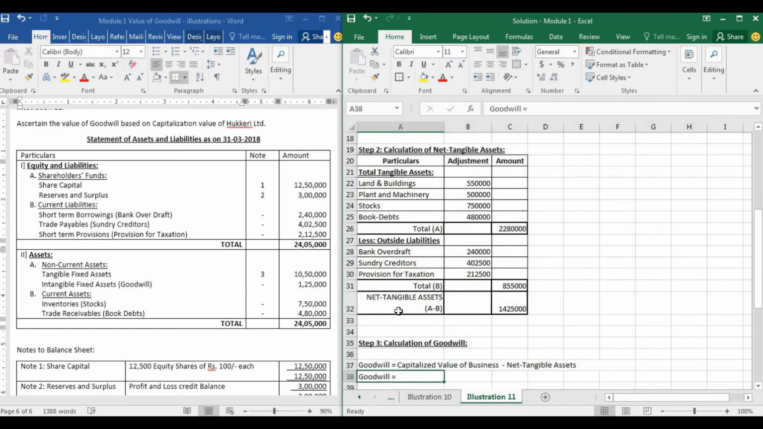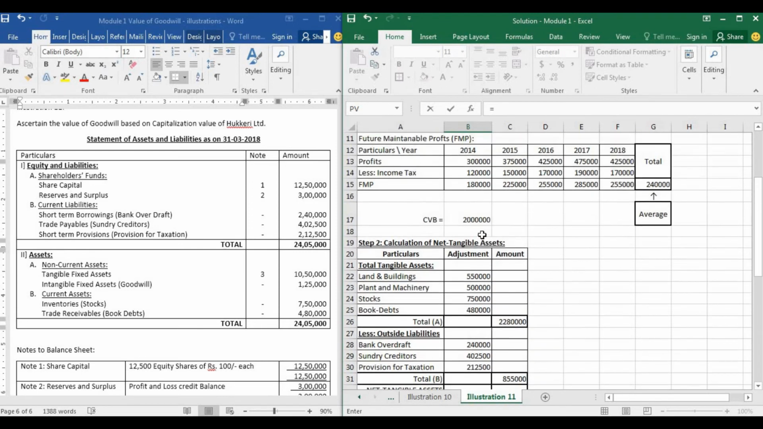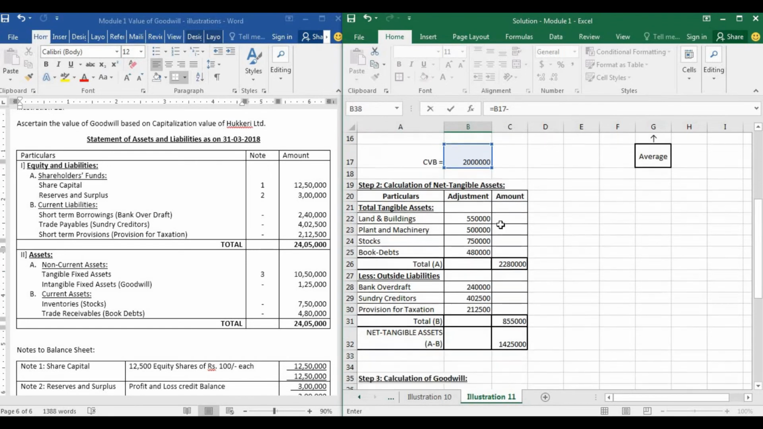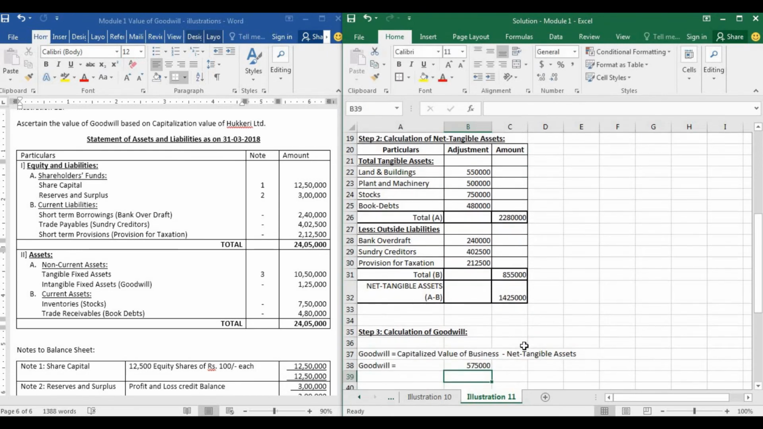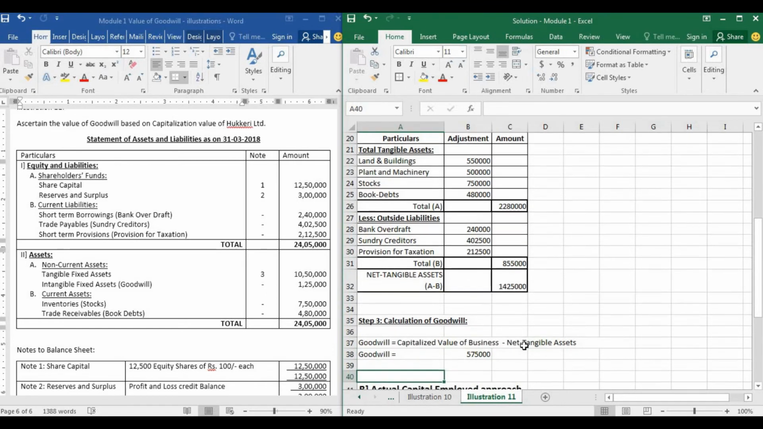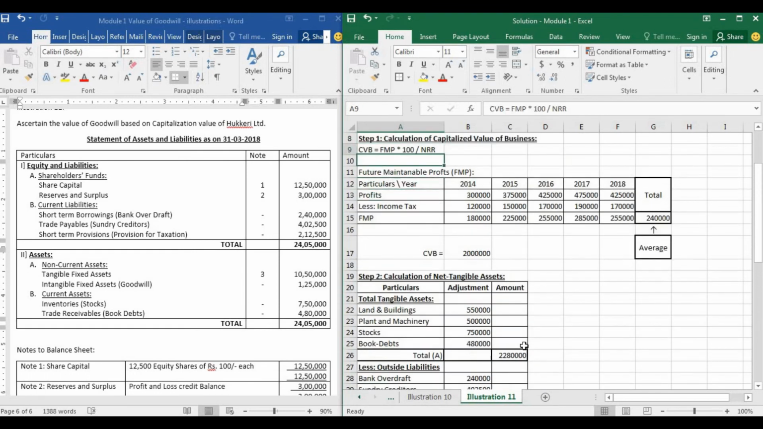Now we will find out the value of goodwill. Formula is capitalized value of business minus net tangible assets. We have calculated both. So first, let us take the capitalized value of business. It is here. It is 20 lakhs minus 14,25,000. So we get 5,75,000 as the value of goodwill. That is using net assets approach.